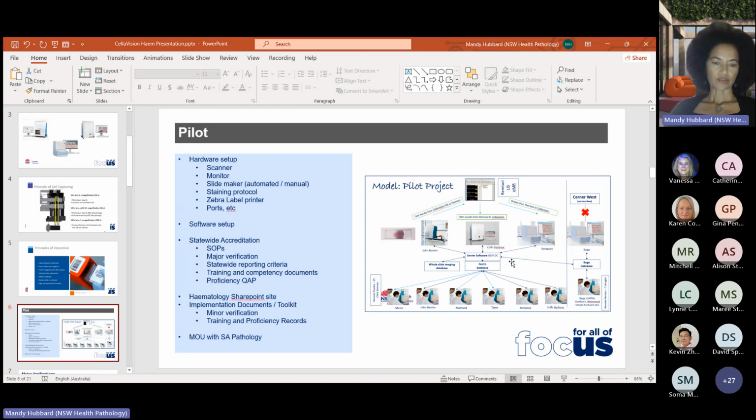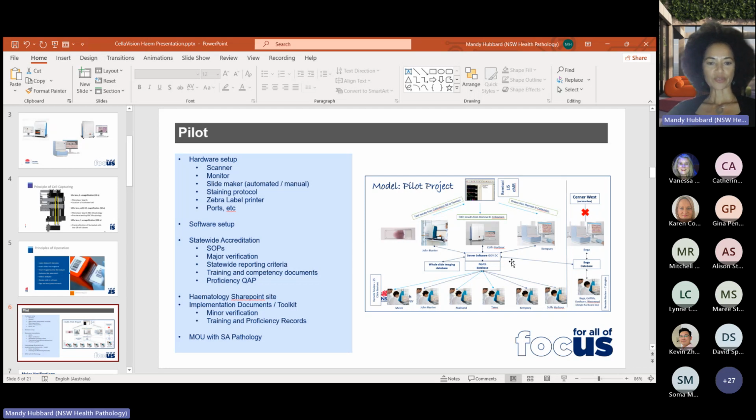Then we had to organize our SOPs, perform the major verification, which was done at John Hunter, and again look at our statewide reporting criteria, and make sure we had all our training competency documents done, as well as our proficiency QAP. All this had to happen before we could get our accreditation with NATA, which we got earlier this year. We're very, very excited about that.